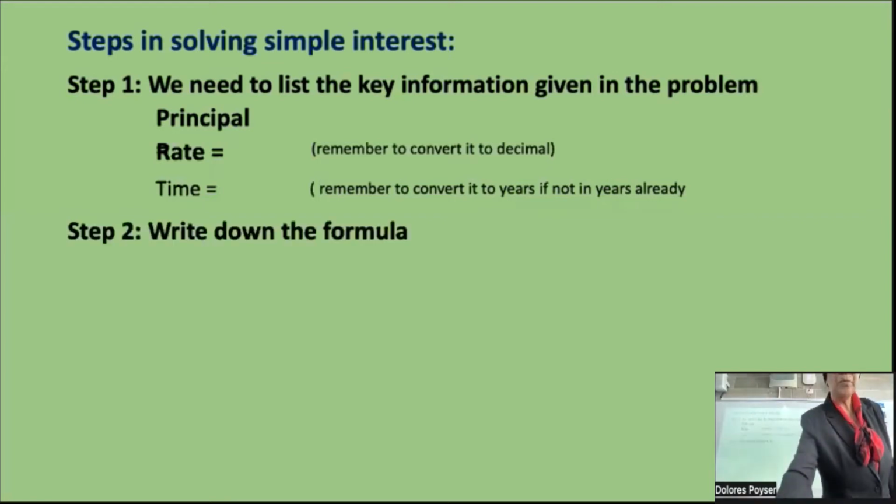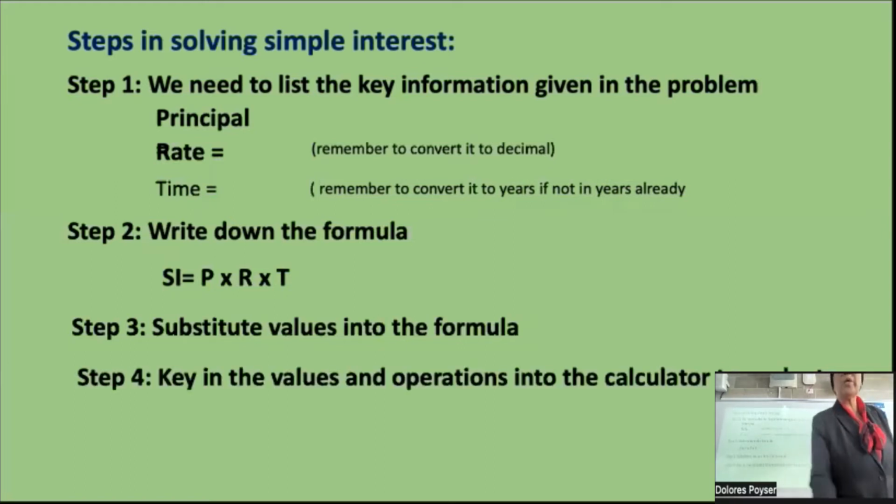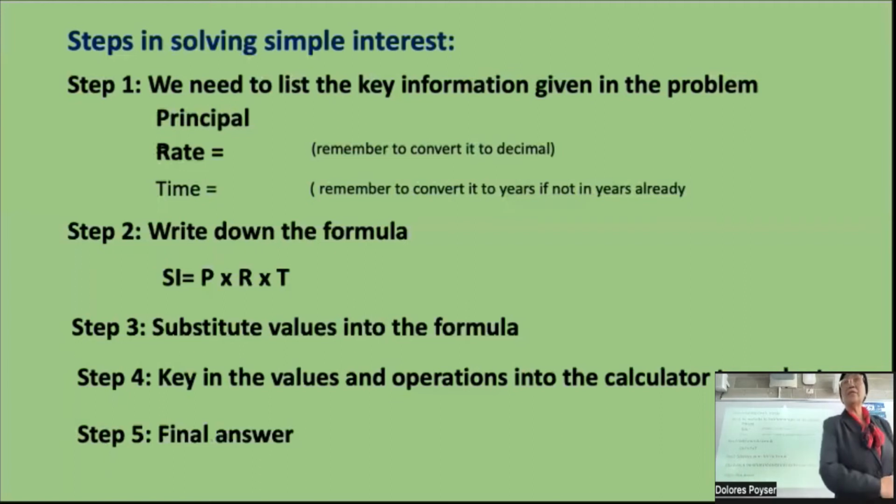Okay. So second up, we need to write down the formula. Next, we have to substitute the values into the formula. And then we key in the values into the calculator and get the answer. Okay. So final answer in step 5. All right. So we have one problem here to work on.